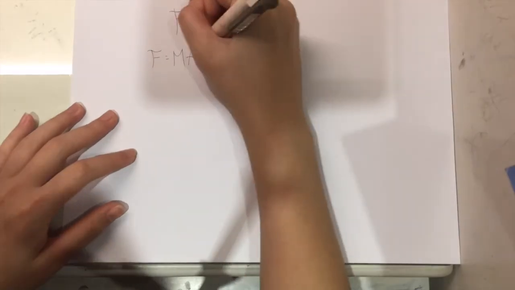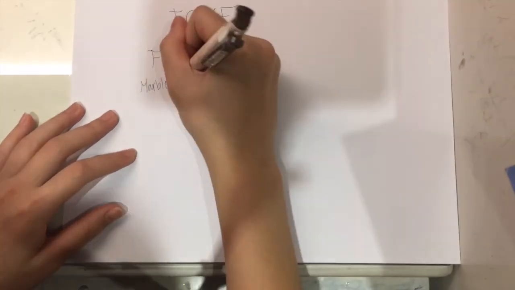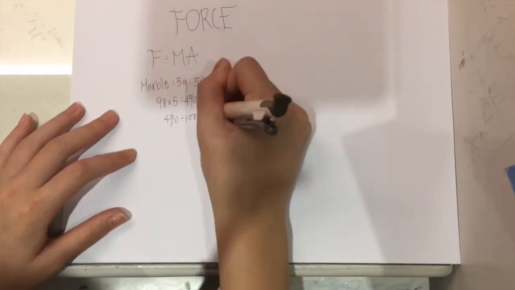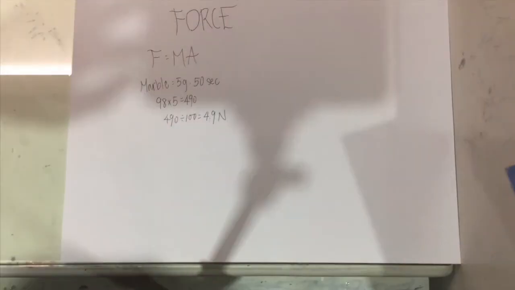So for the equations, we're gonna start with the force first. The equation of force is F equals ma. So I've measured that my marble is 5 grams and the speed of it is 50 seconds. And I times it by 98 and then divide the result by 100. And here comes the answer.